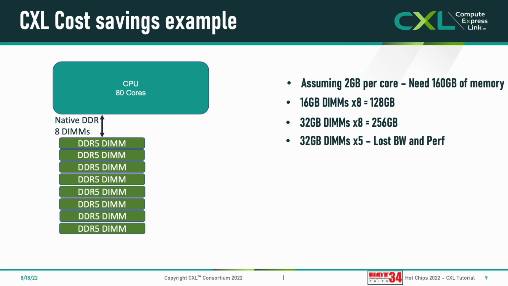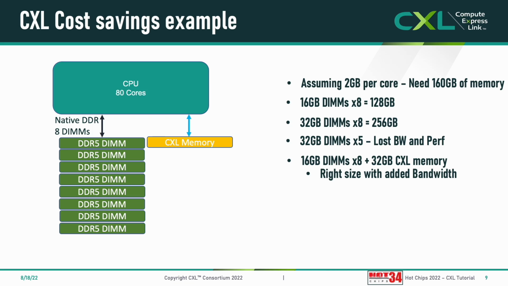We could choose to populate only partial channels to get to the right capacity, but this leads to odd interleave sets and loss of aggregate bandwidth, which might be unacceptable for performance. Using 16 gigabyte native DIMMs and 32 gigabytes of CXL memory, we can get to the right capacity and also introduce additional bandwidth to the memory subsystem, which can lead to increased performance. Moreover, the 32 gigabytes of capacity could be a cheaper media type, further reducing costs.